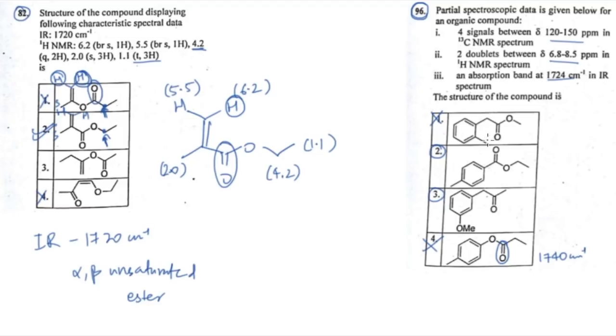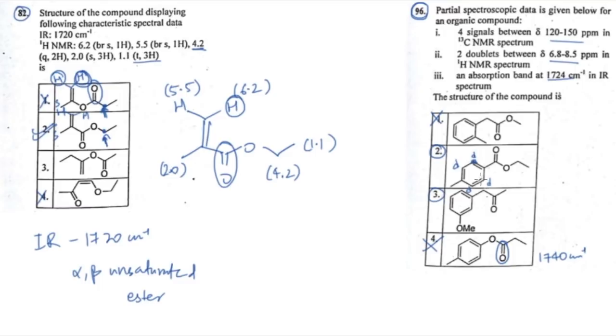Two doublets means those two protons are coupled. So let's see over here. This carbon in option number 3, I'll just write it down over here. It will give you a doublet because adjacent to it you have one proton. This will also give you a doublet, this will also give you a doublet, and this will also give you a doublet.